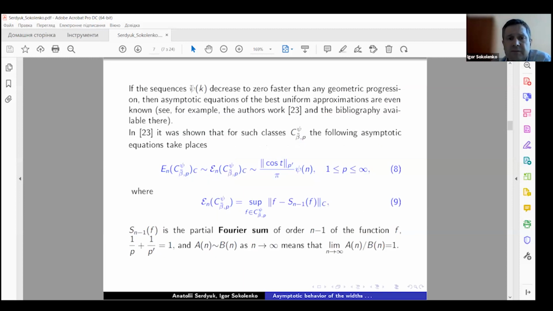If the sequences psi(k) decrease to 0 faster than any geometric progression, then asymptotic equalities for the best uniform approximation are even known. See, for example, the author's work 23 and the bibliography available there. In 23, it was shown that for such classes C^psi_{beta,p}, the following asymptotic equalities take place.